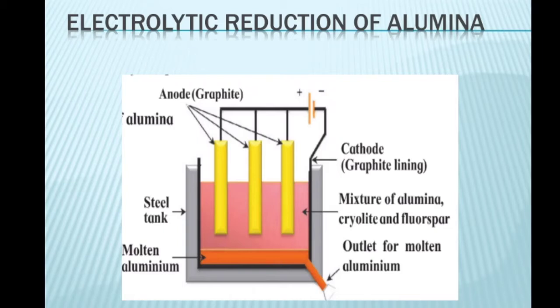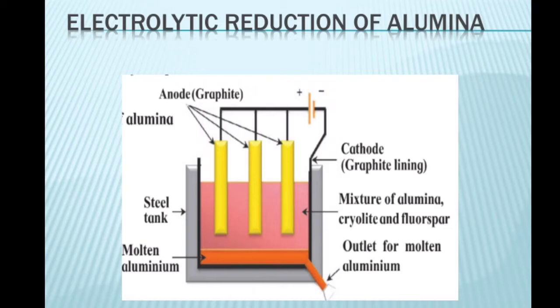Cryolite, that is Na3AlF6, and fluorspar, that is CaF2, are added in the mixture to lower its melting point up to 1000 degrees Celsius. Aluminium is deposited on the cathode on passing electric current. Molten aluminium, being heavier than the electrolyte, is collected at the bottom of the tank. It is taken out from there from time to time.